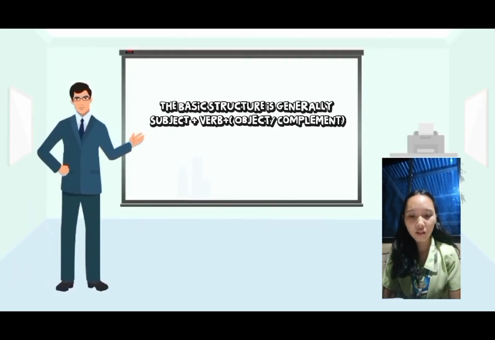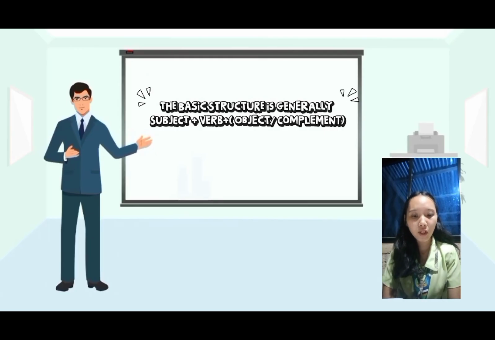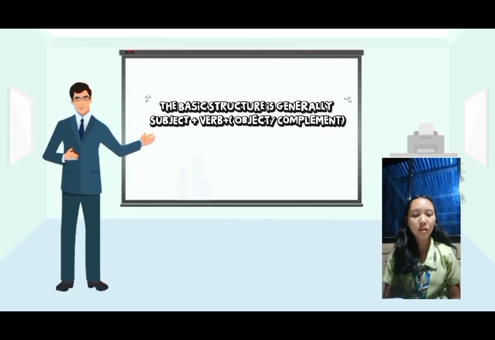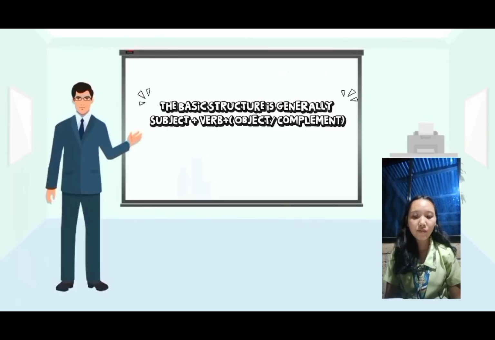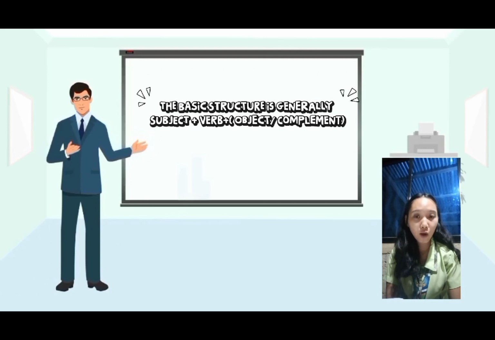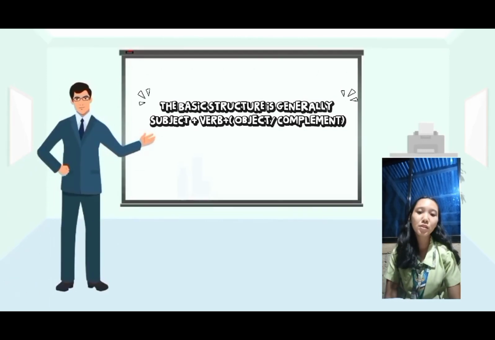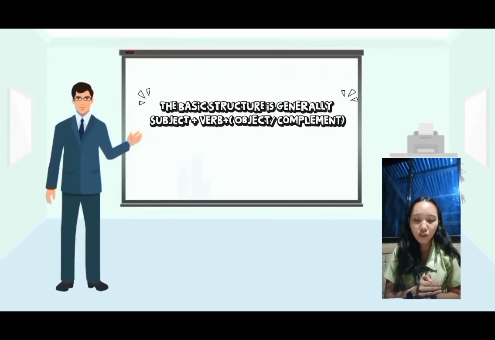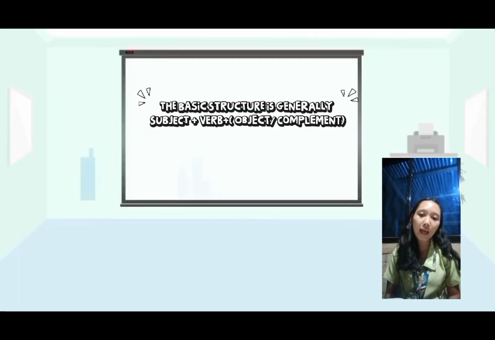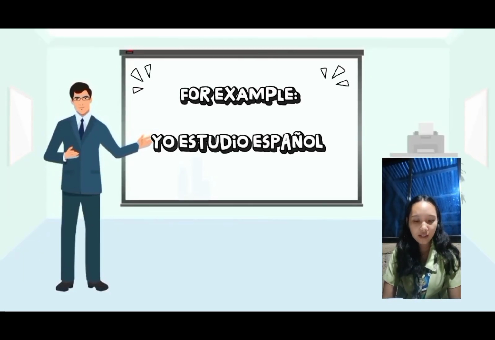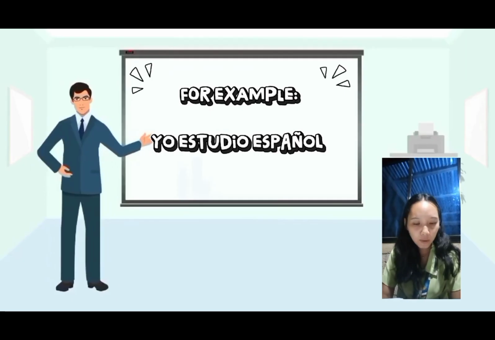Today let's talk about the basic structure of a declarative sentence. The basic structure is generally subject plus verb plus object or complement. The general structure for a Spanish declarative sentence is similar to English: subject plus verb plus object or complement. Subject is a person or thing doing the action. Verb is the action word, and object or complement is the person or thing receiving the action or more information about the subject. For example, in the sentence, Yo estudio español.